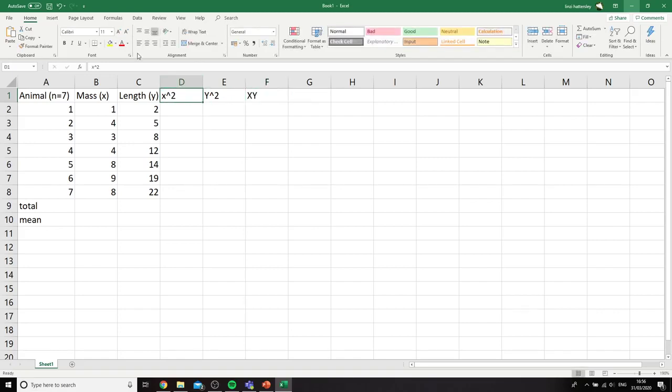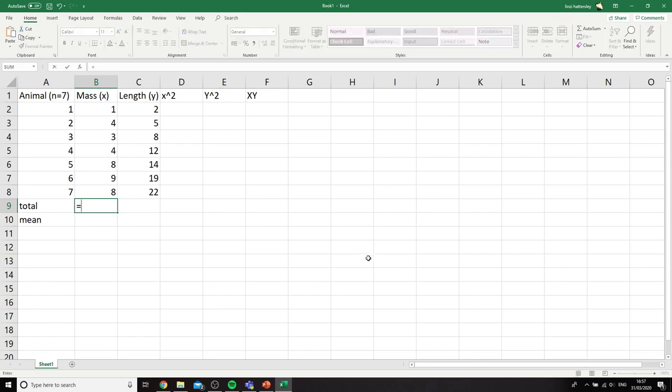To get this little hat here, all you have to do is shift 6 to get that little hat if you're on a UK keyboard.